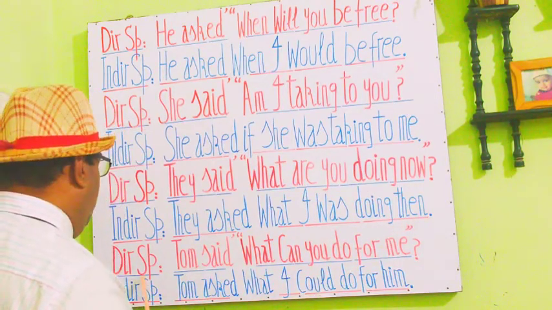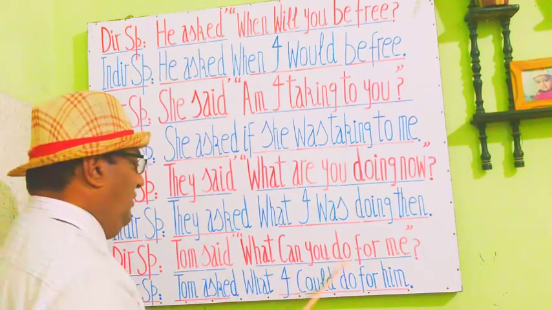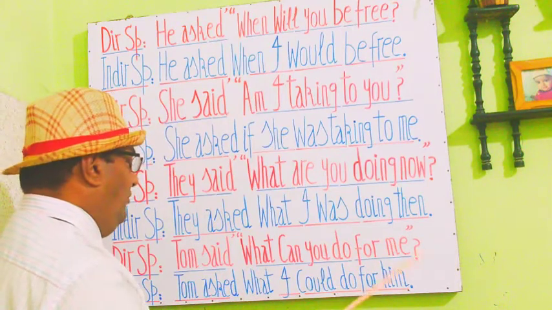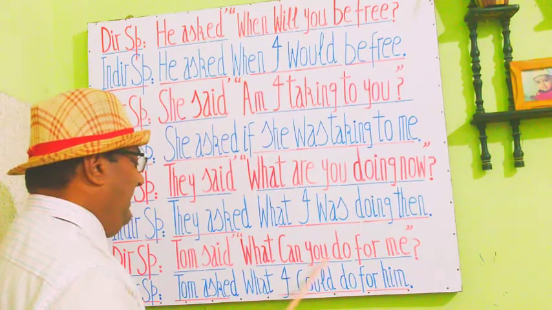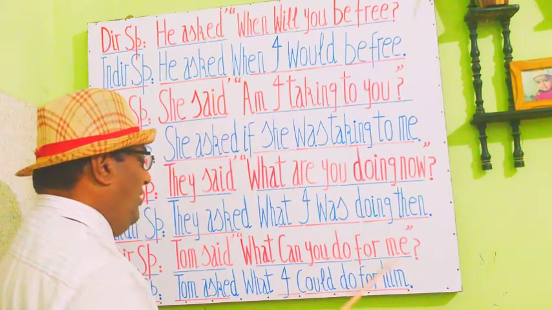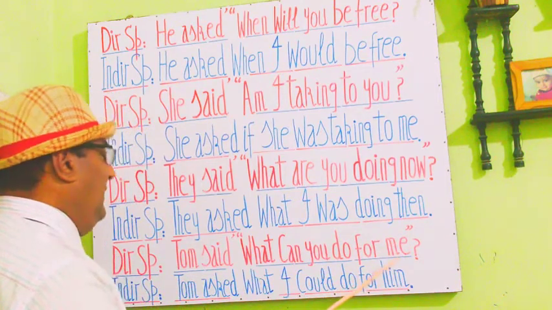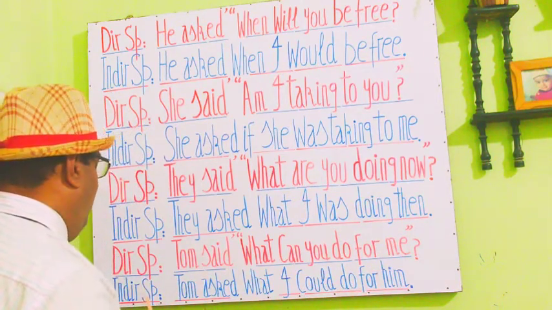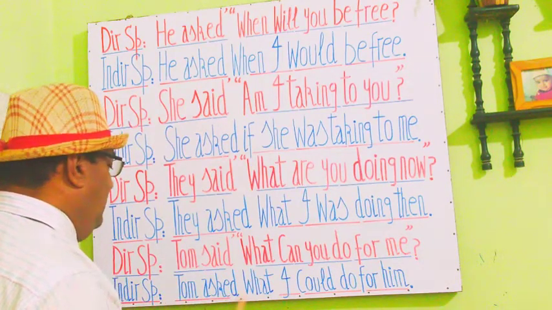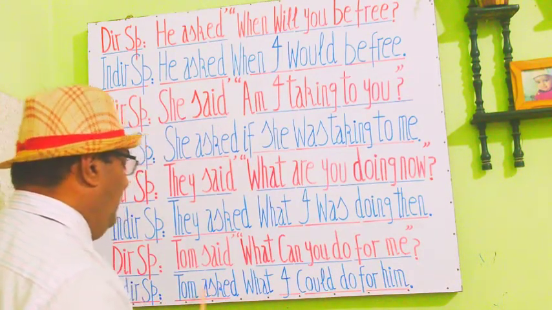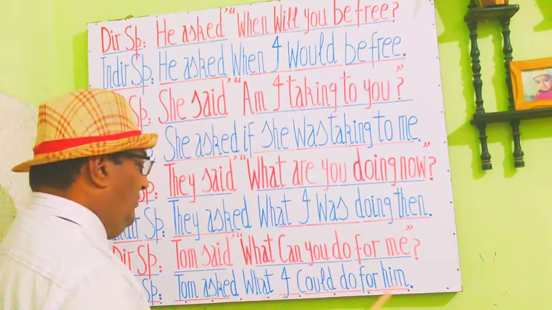Next statement dekhte hain. Tom said, what can you do for me? Comma is close, interrogative sign. It's a question. Now see its changes in indirect speech. Tom asked what I could do for him.